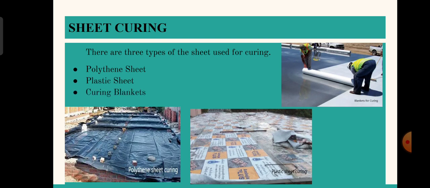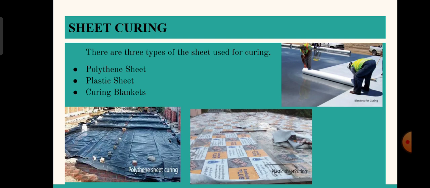In polythene sheet curing, polythene sheets are used to cover the concrete slabs and columns. The sheet can be placed on the slab after it hardens. So that is all about polythene sheet curing. In the case of plastic sheets, they can also be used for covering, especially flat surfaces.